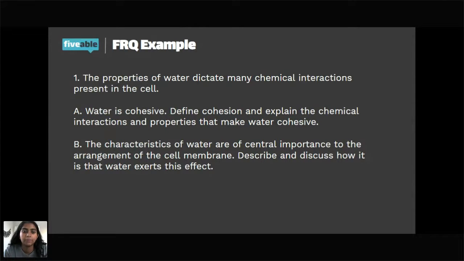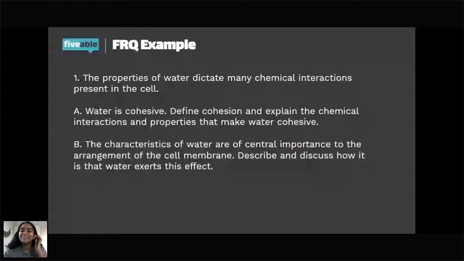And so the FRQ: the properties of water dictate many chemical interactions. Water is cohesive. Define cohesion and explain the chemical interactions and properties that make water cohesive.